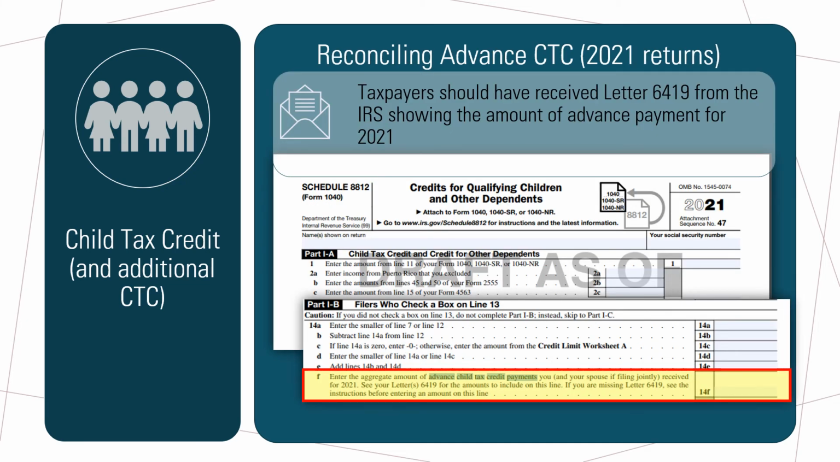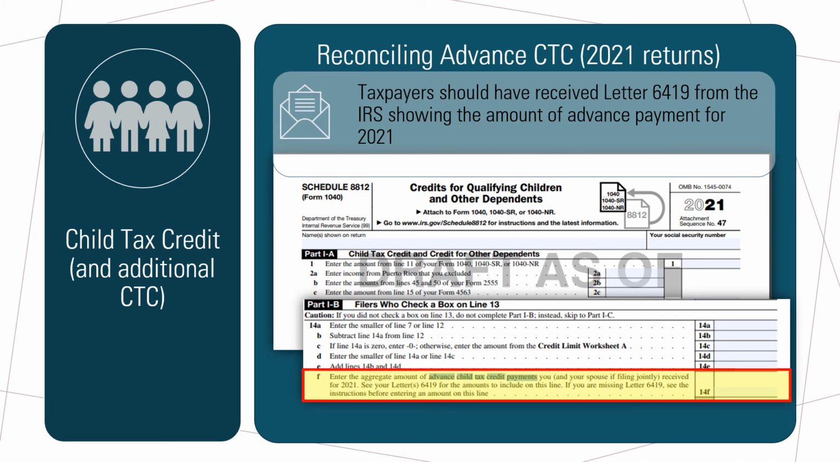And as we talked about a little bit earlier, for 2021 returns, taxpayers may have received up to half of that credit ahead of time as an advance payment, which meant that there was a reconciling process when they went to file their returns. And so if we see some people coming in who need to file their 2021 returns, we're going to have this reconciling process. They should have received letter 6419 from the IRS that would show the amount of the advance payment for 2021.